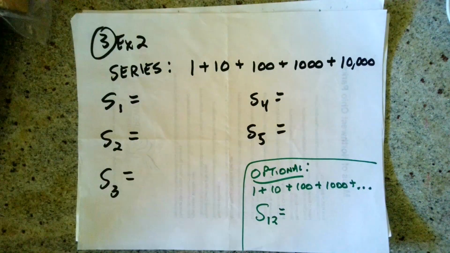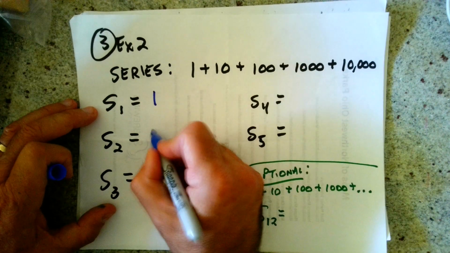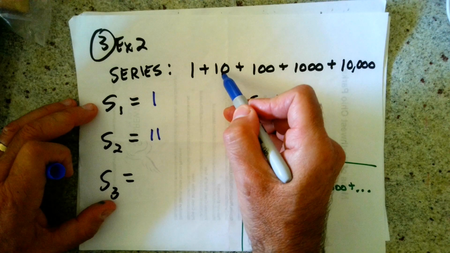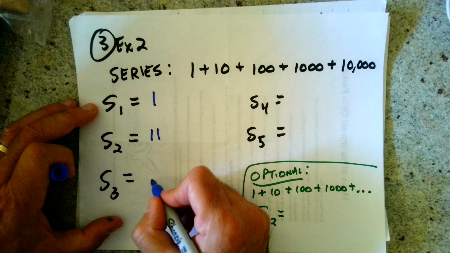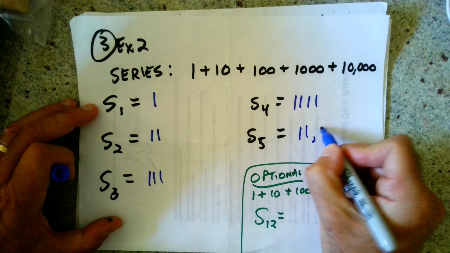Okay. S1 means just the first term by itself. S2 means the sum of the first 2 terms. That'd be 11, 1 plus 10. S3 means the sum of the first 3 terms. S4 would be, S5 would be.